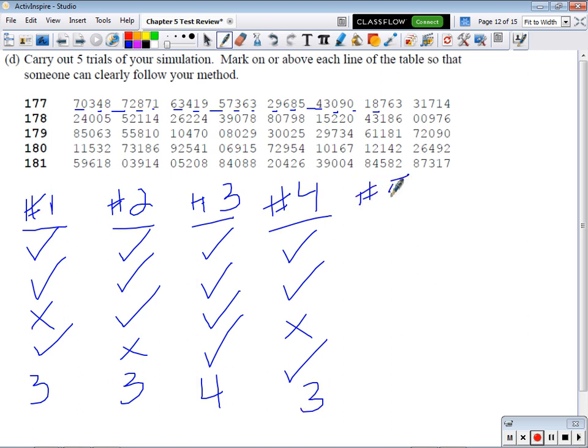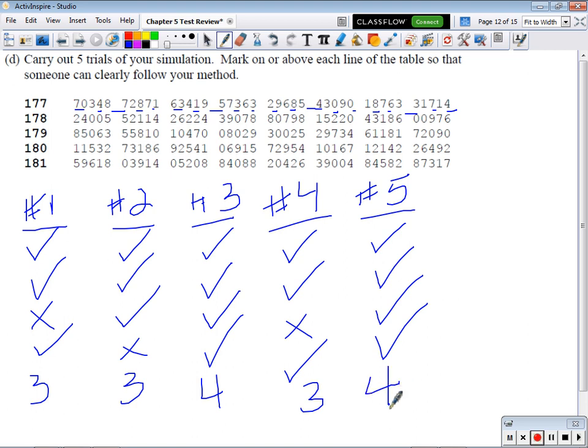And then for trial number 5, I would have 76, 33, 17, and 14. So with this one here, 76, that would be a call for medical assistance. 33 would be a call for medical assistance. 17 would be a call for medical assistance. And 14 would be as well. So in that trial, 4 of the calls were for medical assistance.